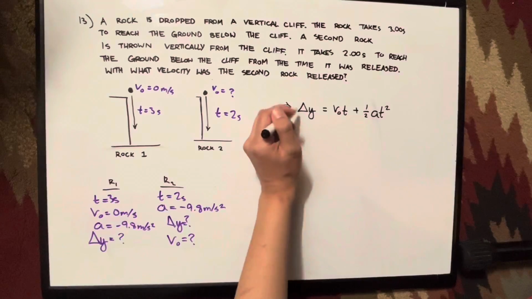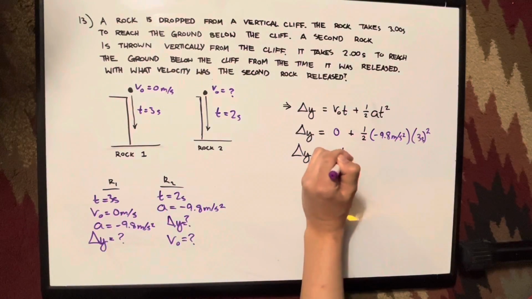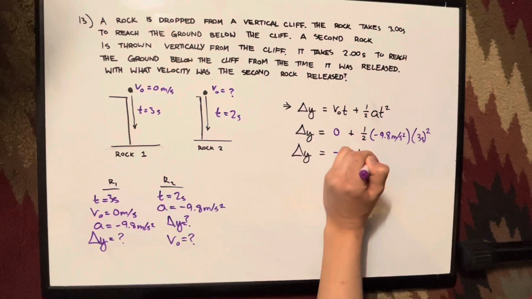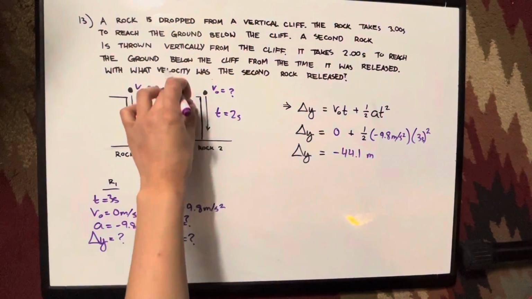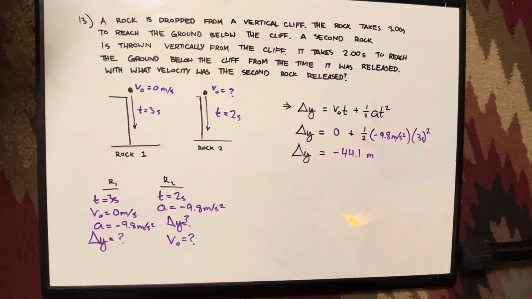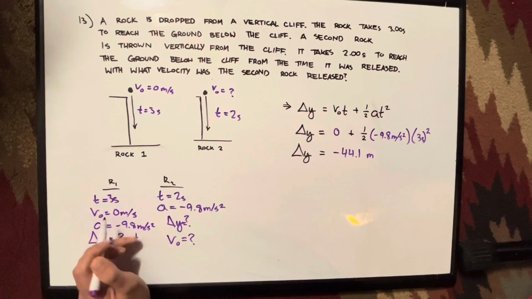So let's do that. Okay, so now that we have our values for rock 1 plugged into this formula, we are able to get negative 44.1 meters. And the reason it's negative is because we're moving backwards towards the ground from the top of the cliff. So now we know our change in y.